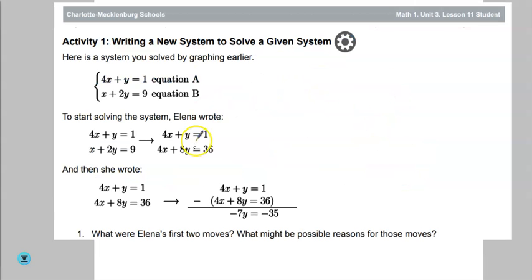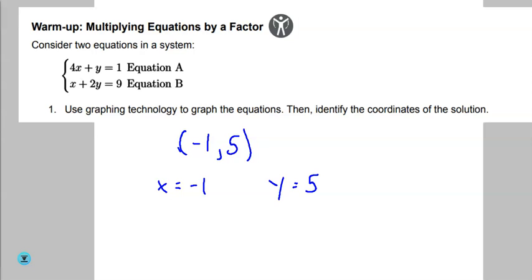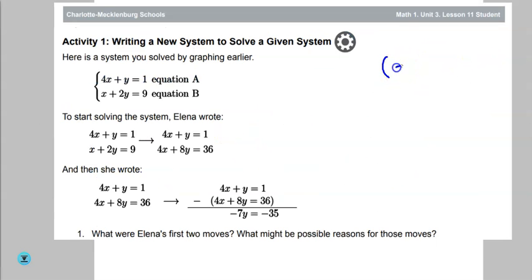All right, so let's look at activity 1. Here is a system. This is the one we just had, same system of equations. We solved it by graphing. We already know that the solution was -1, 5. We know that that's going to be the solution. And that's your x, that's your y.